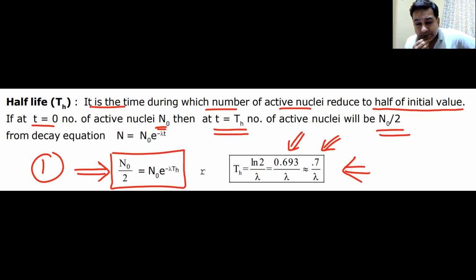You see it on your board? N naught by 2 is N naught e to the power minus lambda into t half. From there, t half is ln 2 by lambda. ln 2 is 0.693 by lambda, or it is 0.7 by lambda. Have you written it?